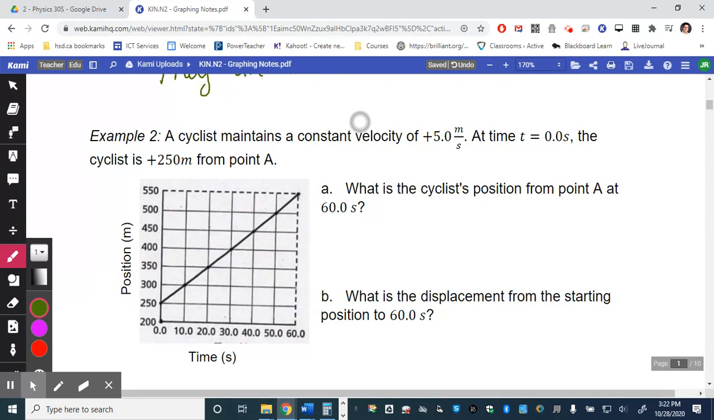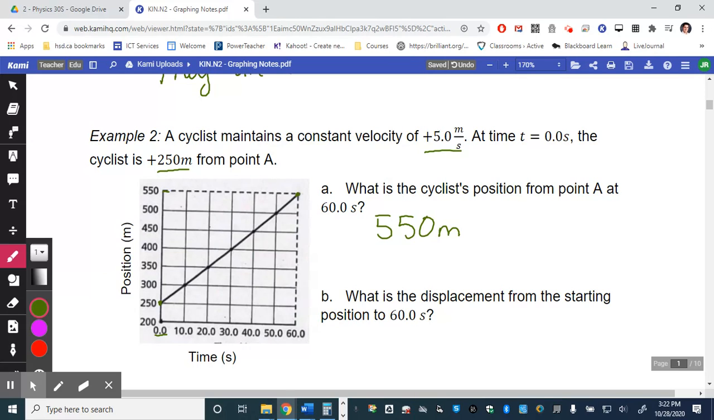Example number 2. A cyclist maintains a constant velocity of 5 meters per second. At time 0, the cyclist is 250 meters from point A. Well, look at this, it's already shown. At 250 at time 0, the cyclist is there. What's the cyclist's position from point A at time 60 seconds? Well, he started off 250 meters from it, and at 60 seconds, he is 550 meters away from point A.